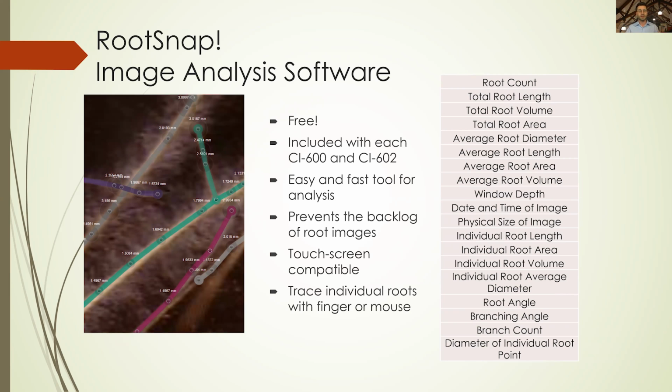Using the roots where you're mapping it out, it does a lot of automatic calculations. So you can get things like root count, total root length, total root volume, total root area, diameter, length, area, volume, and the average window depth. You also get the date and time of the images, so you can do a very quick study on what times, what variables you might be running into. You do get a physical size of the image, which I'm going to show you in a little bit, as well as being able to do scans and, as I said before, interlace them together to make a far larger picture. And from that, you can get not just the individual roots, but overall systemic architecture, like branching angles, branch counts, and diameters of each one of the individuals. So let's take a look at what that looks like.